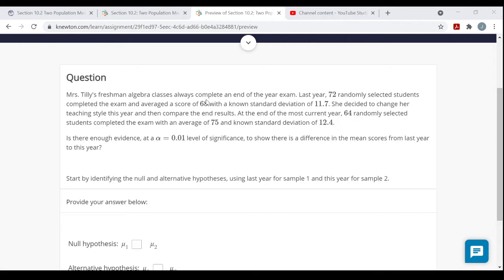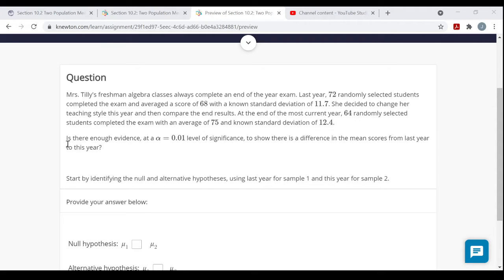And the sample sizes are large enough. You had 72, 64. They're sufficiently large. They're randomly taken. Right, that's another condition. We know the population standard deviations. And they should be independent of one another, right? The students from last year should be different than the students from this year. So the results of last year should be independent of the results from this year. So all the conditions are met to where we can run this difference between two means test with population standard deviations known.